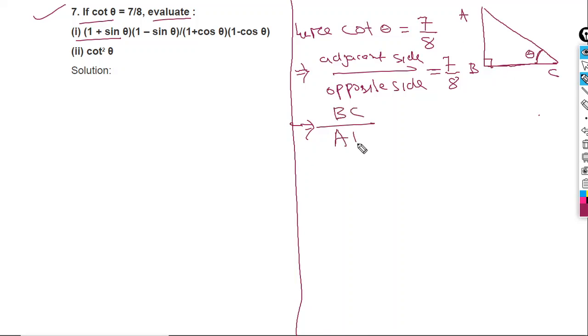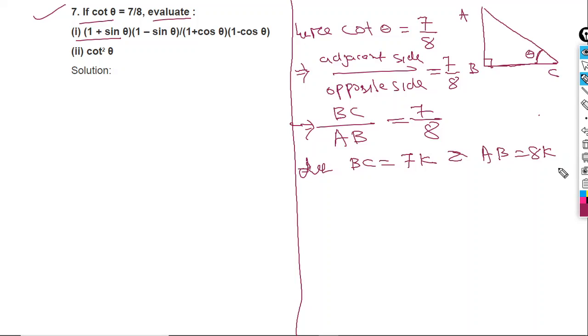BC by AB is equal to 7 by 8. Let BC equal to 7K and AB equal to 8K. Okay, now we need the value of AC. AC square equal to BC square plus AB square, as ABC triangle is a right angle triangle.